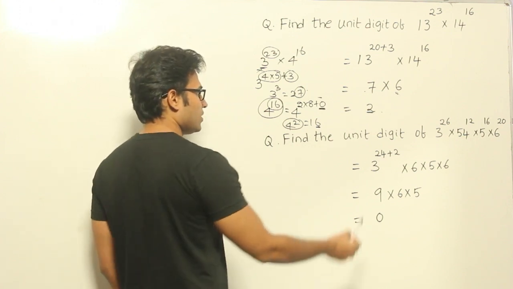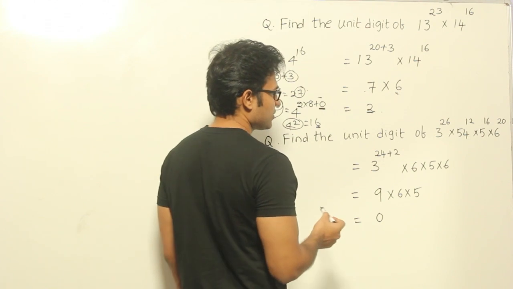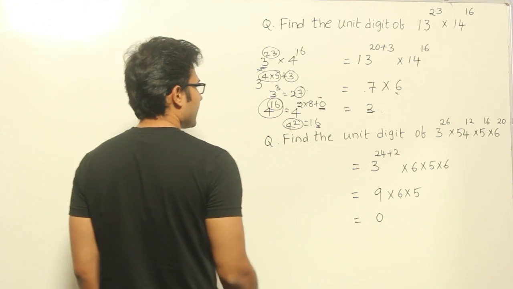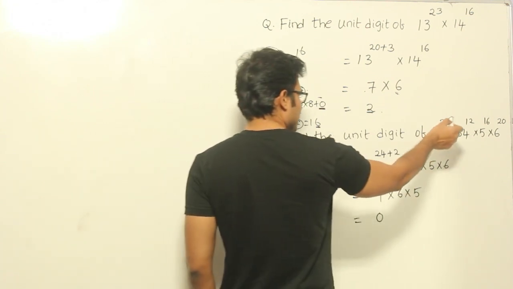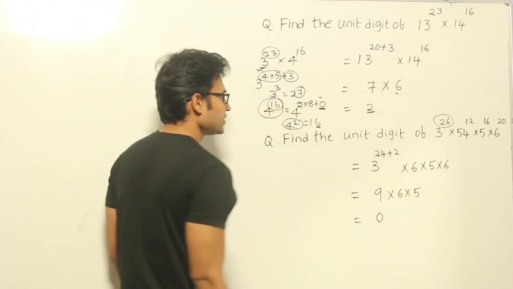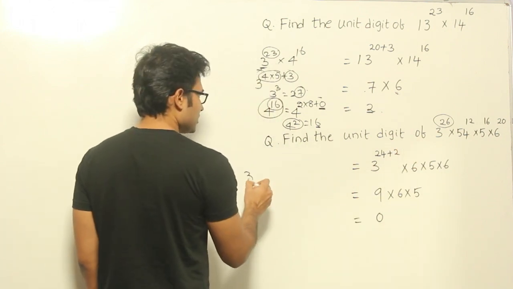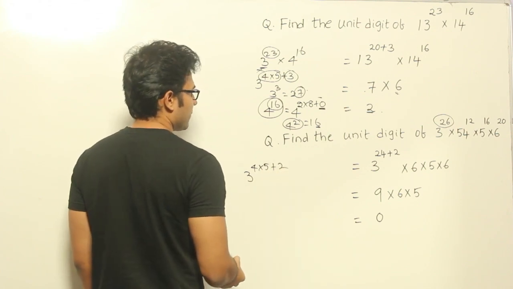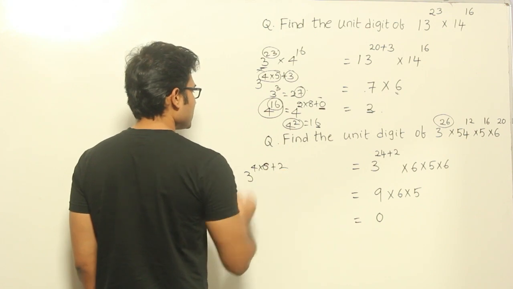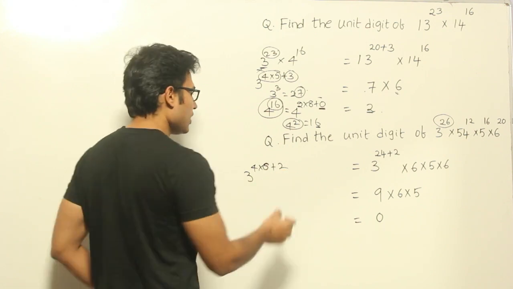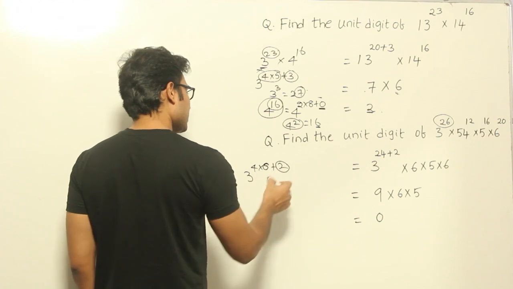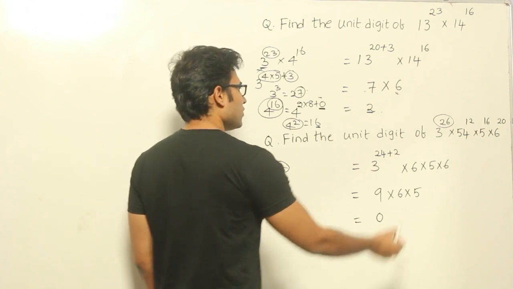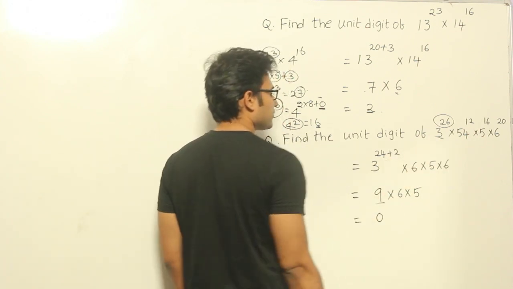Next one is find the unit digit of 3 power 26, 54 power 12 into 5 power 16 into 6 power 20. Now you have to write this 26 in terms of its cyclicity, right? So 26 can be written as 4 into 6, that is 24, plus 2. Now you could have taken this entire thing as 3 power 2, and you know that 3 power 2 is 9, therefore the units place is 9 here. Therefore for this one the units place is 9, right?